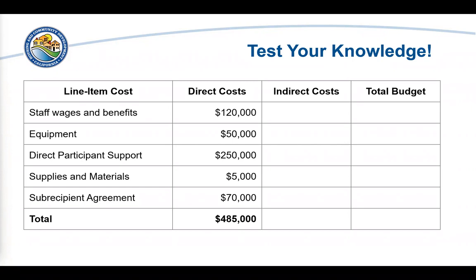Okay, hint number 2. One of these line items is a modified total direct cost, but you cannot get 10% of the full amount. So keep that in mind as well. In every circumstance except for this one, you would get 10% of the entire direct cost budget.